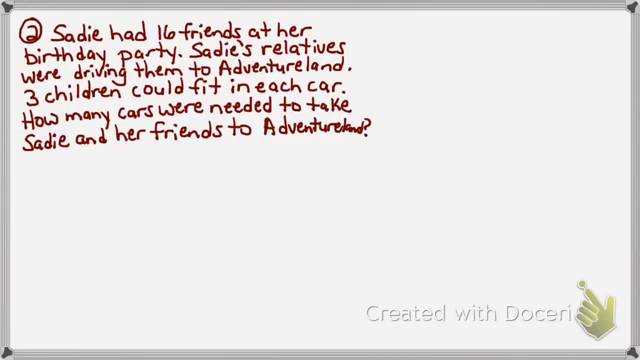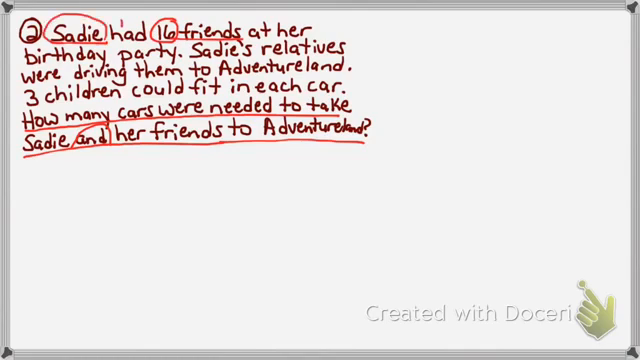First step for a word problem is underline what the question is asking us. So my question wants to know how many cars were needed to take Sadie and her friends to Adventureland. It wasn't just her friends. Sadie obviously was going too since it was her birthday. So let's go back and see what we know. We know that Sadie had 16 friends at her birthday party. So it's Sadie and 16 friends. Altogether, that's 17 people, right? 16 friends plus Sadie makes 17 people.